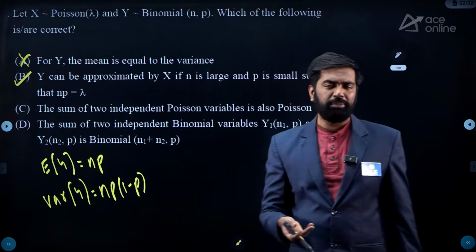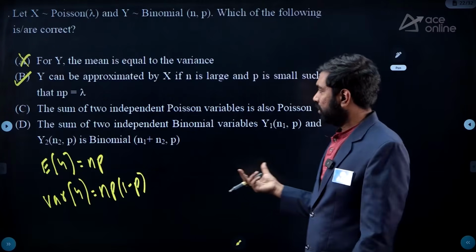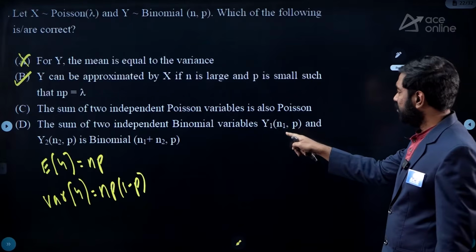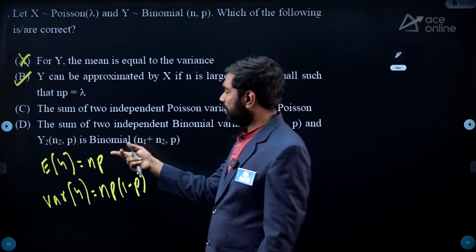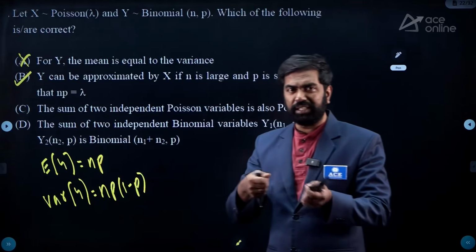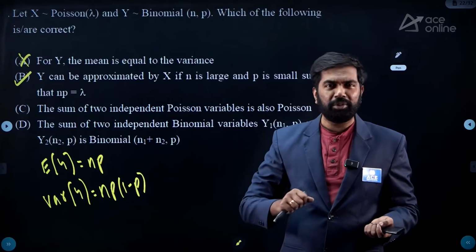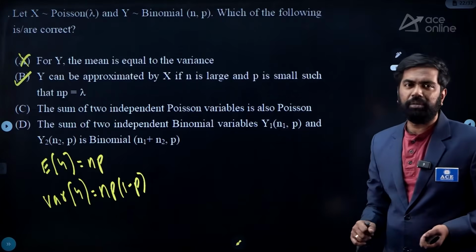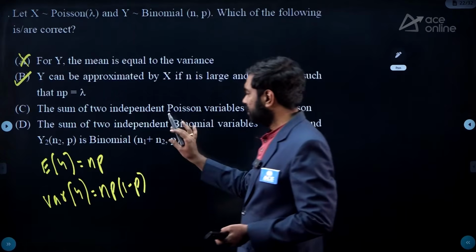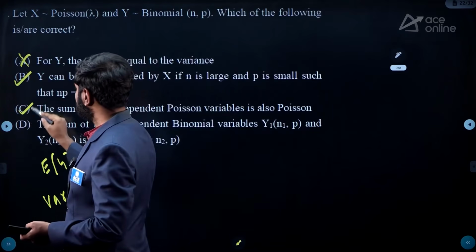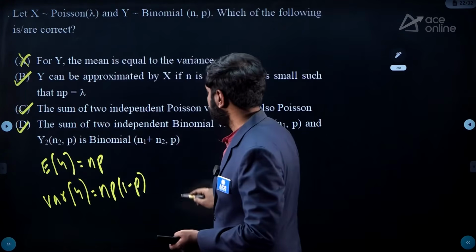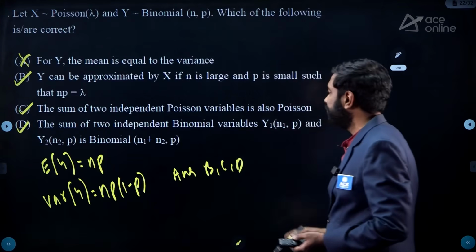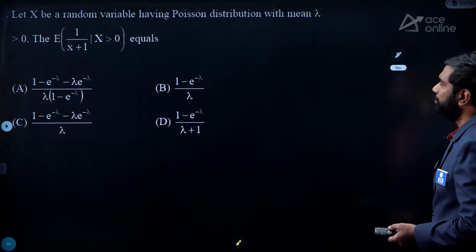Yes, the sum of two independent Poisson random variables is again a Poisson random variable. The same thing applies for binomial as well. So the sum of two independent binomial random variables whose parameters are n1 comma p and n2 comma p, where the probability of success in both the cases is the same, then the resultant sum is also binomial with parameters n1 plus n2 comma p. So it's a theoretical question. This is right. So option C is right, option D is right. The answers to this problem are B, C, D. Let's go to the next problem.